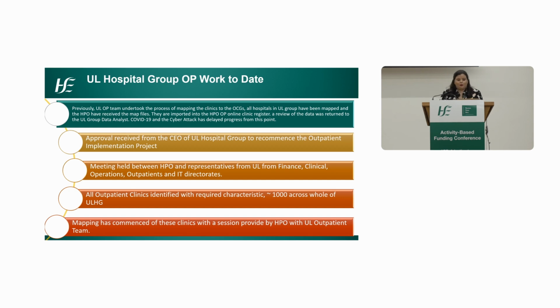For the outpatient clinics, we've all of them identified in UL. We've identified all the required characteristics. There's approximately 1,000 clinics in the whole of the UL group. It's going to take us time to map it. Once we map it, it's done, and then it's just the maintenance going forward. We've commenced the mapping process. We were in Limerick on Monday, my colleagues Fionn McCarthy and Audrey Allen, and we started that process.